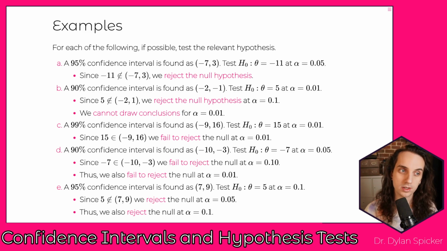So the thing that I want to highlight here, right, if we think about this example B and then we think about example E, what is the difference? Well, in the first, we have a 90% confidence interval, right?